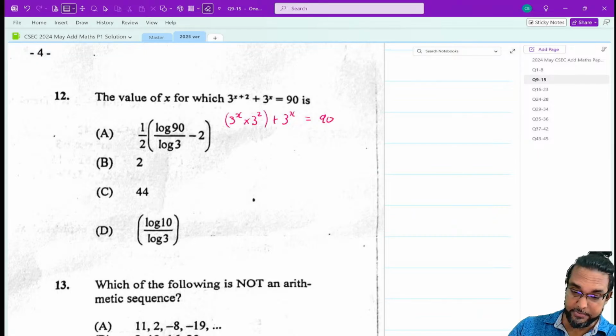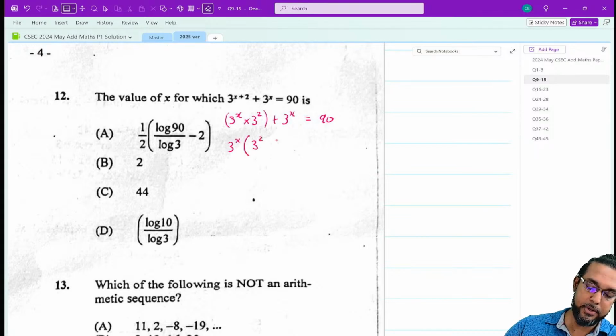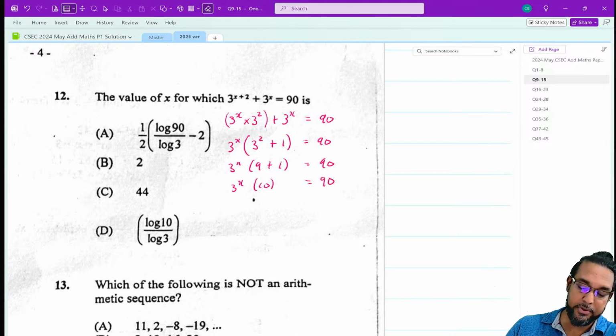Now what you could do is factorize and use 3 to the power x as a common factor. What you'll be left with in the bracket is 3 squared plus 1. That's equal to 90. Now we know 3 squared is 9, and we know 9 plus 1 is equal to 10. So 3 to the power x times 10 is 90. The only thing you can multiply by 10 to get 90 is 9. So 3 to the power x has to be equal to 9. We know 9 is equal to 3 squared, and therefore x is equal to 2.